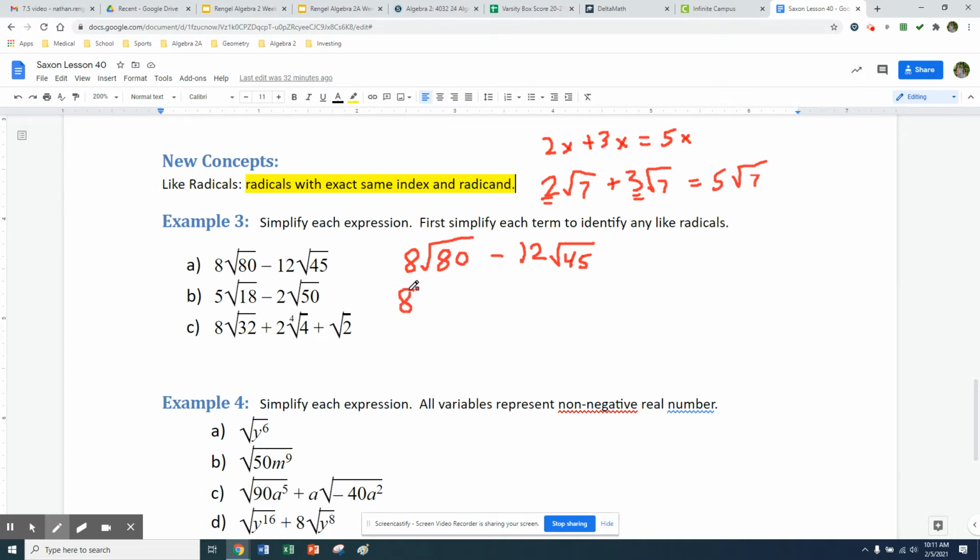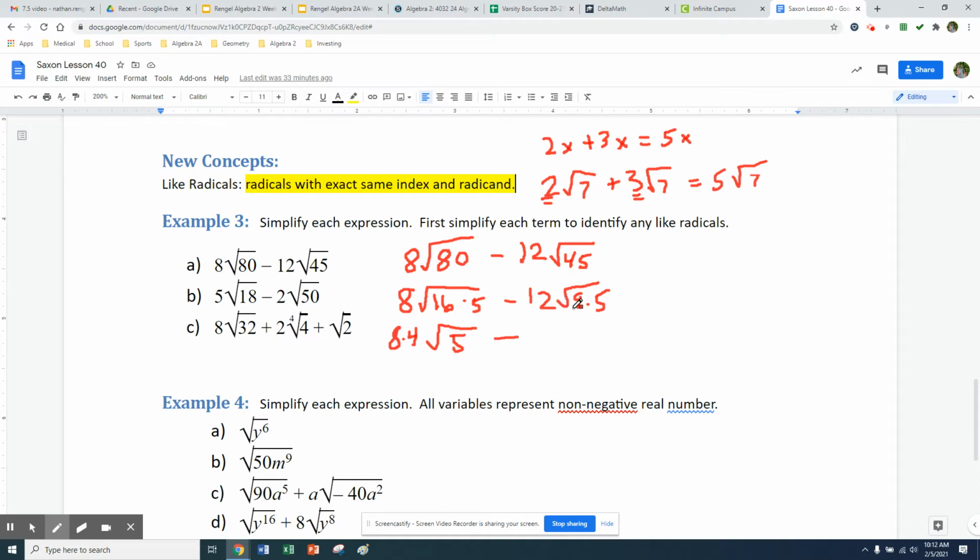We're going to check to see, do 80 and 45 simplify? And because 80 has a factor of 16 times 5, and 45 has factors of 9 times 5, okay, 16 and 9 are perfect squares. Now the 8 out in front is multiplying that radical. So when I take 16, I'm going to square root it. It becomes a 4. That's going to multiply that 8 that's out in front. 8 times 4, and then I'm left with the root of 5.